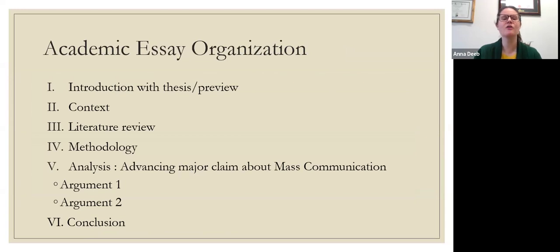Let's look at how an academic essay is typically organized. So these are the 6 components, and you can pause the video here to jot these down. You won't need all of these elements in every essay, or they might look different depending on the course or the project, but I'm going to talk about each of these in turn to see what you might be able to use. Under analysis, it says advancing major claim about mass communication. That could also be about communication in general, not just mass communication.